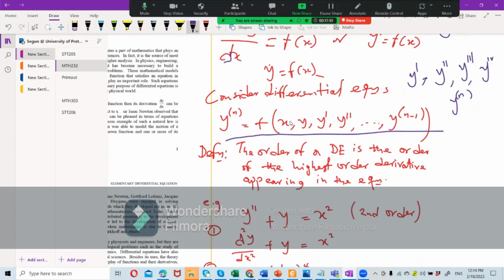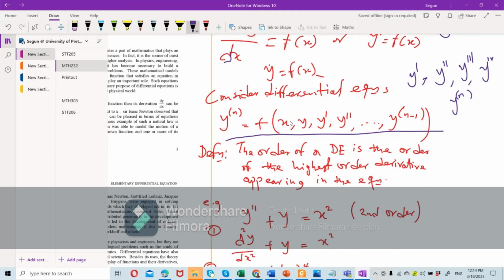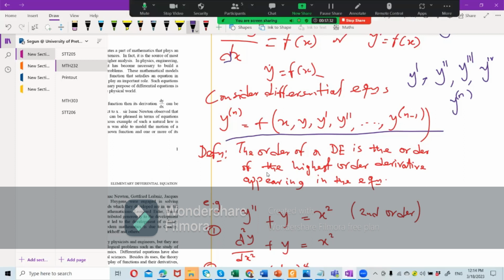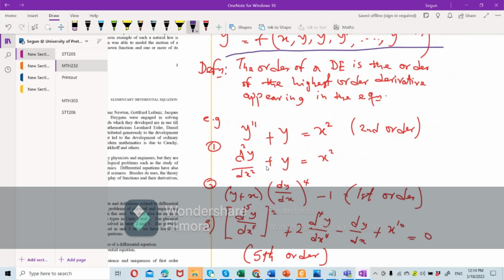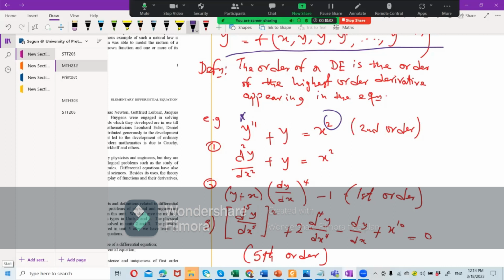So how do we know the order? The definition says the order of a differential equation is the order of the highest order derivative appearing in the equation. That is, the highest derivative in the differential equation. So what is the order in this case? In the first one, for example, y double prime plus y prime equals x squared. x squared is not what makes it the order, but this is what makes it the order, because it's the second derivative, like I explained above. So when we are talking about second order, this is the second derivative.